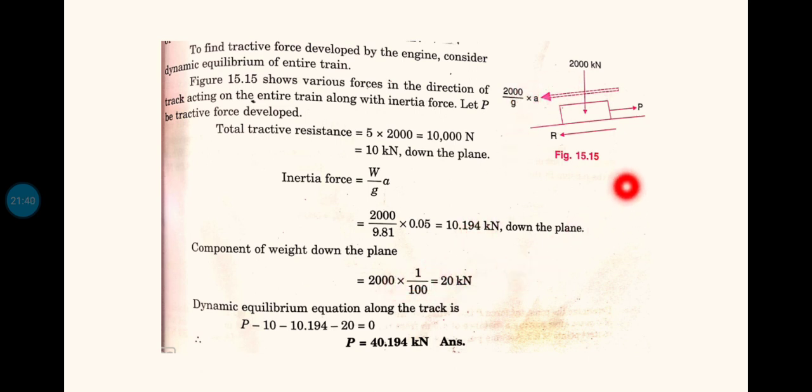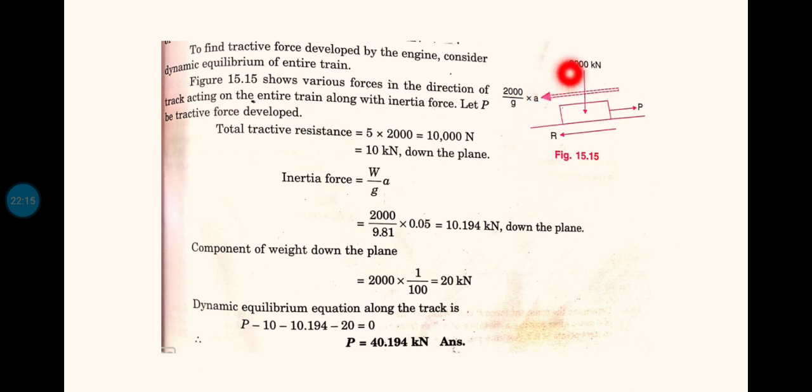Now if you write the dynamic equilibrium equation, then P is the force exerted, or the power of the engine, that is in this direction. I am taking it as positive. So P minus 10, what about the 10? Tractive resistance R value. P minus 10 minus inertia force, which is 10.194, so minus 10.194, minus 20. 20 is the component of the weight in this direction. So minus 20 equal to 0. From that equation you will get the value of P equal to 40.194 kilonewton. So the engine should exert this much power, then only we can pull the bogies. Okay, that is the problem.